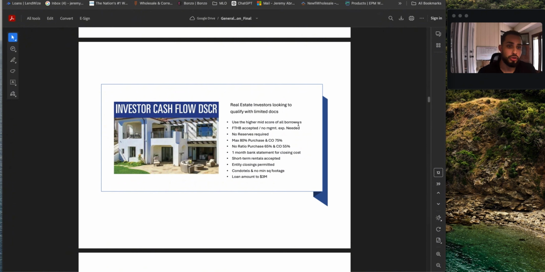Use the higher mid score of all the borrowers. Great. So when you're buying a regular conventional, FHA, Fannie Freddie Mac loan, it's called a QM loan, they're going to take the lower of the two borrowers' middle scores, right? But for this product, exactly, they're going to take the higher.